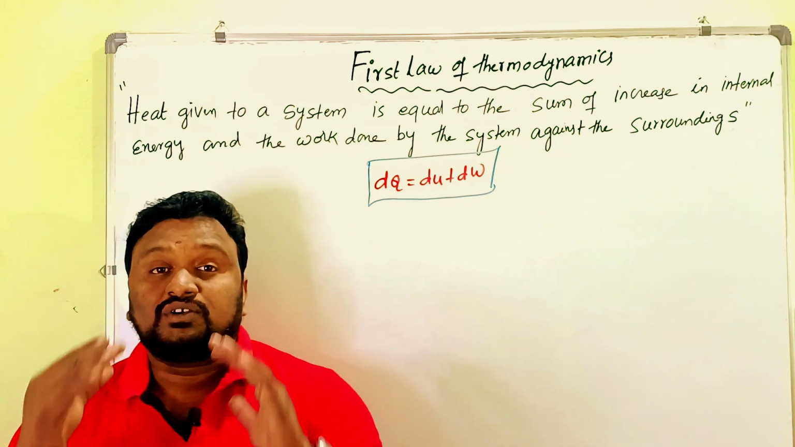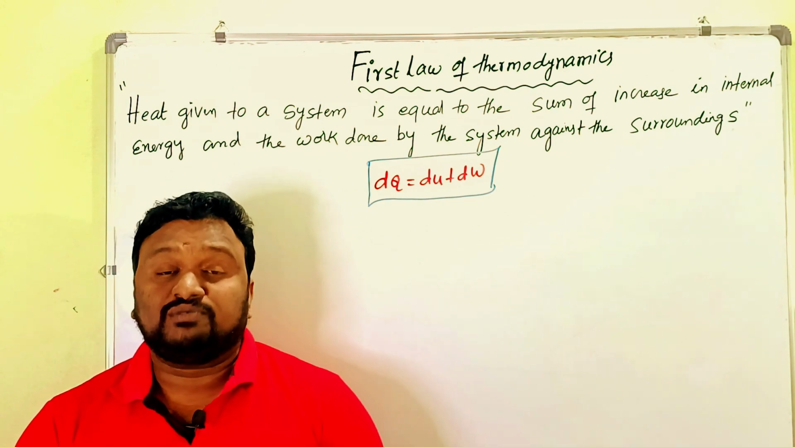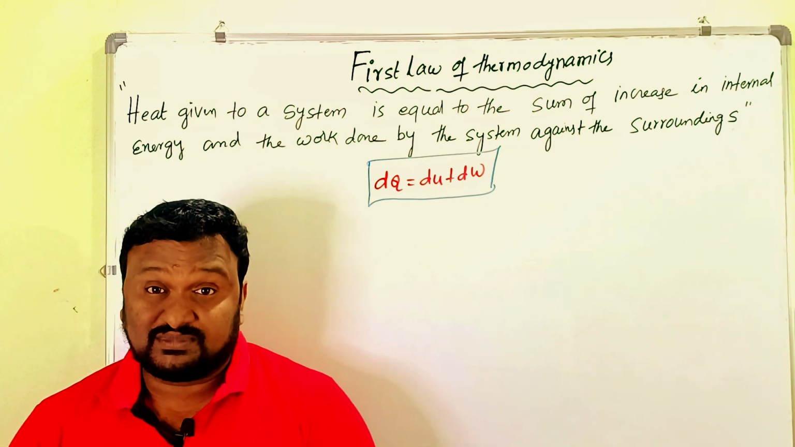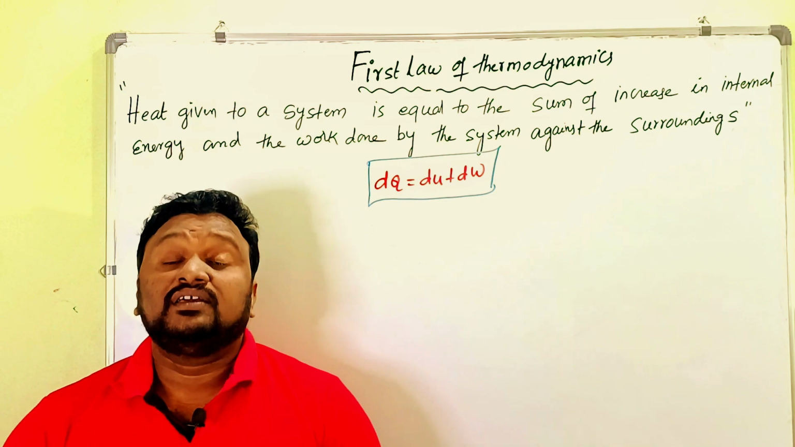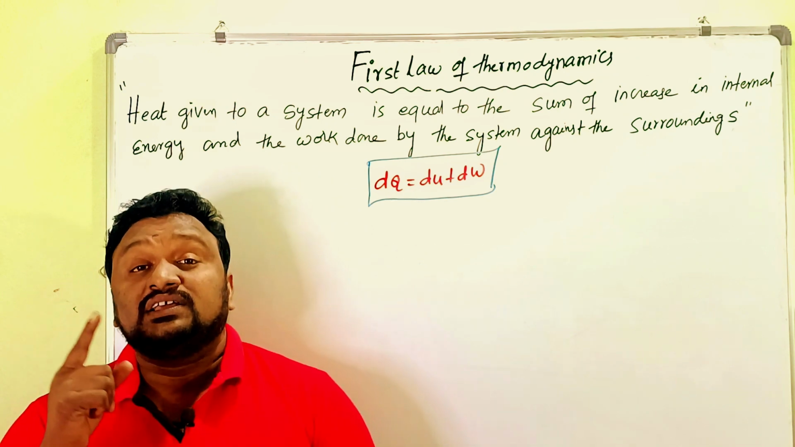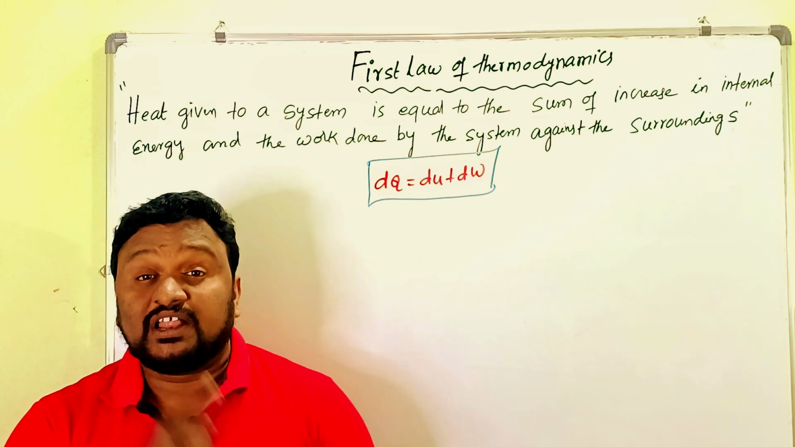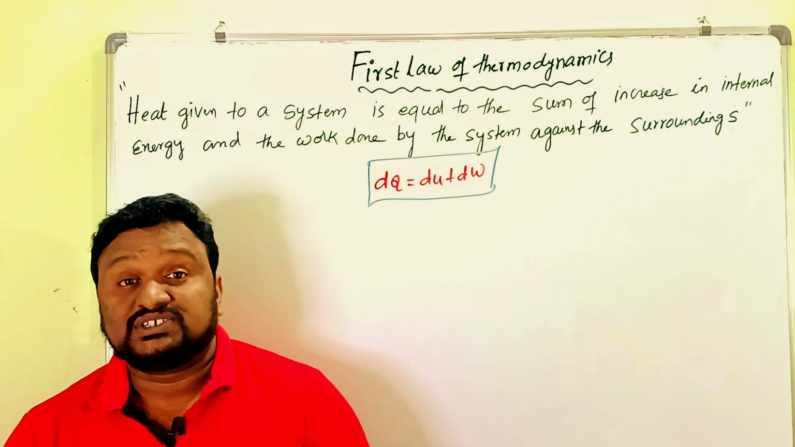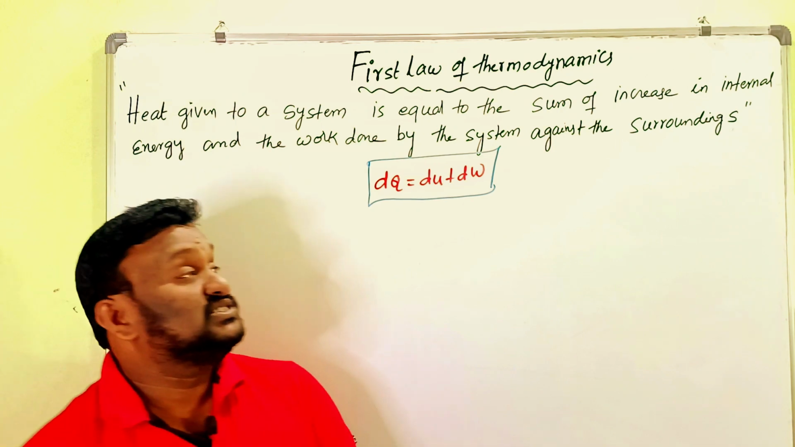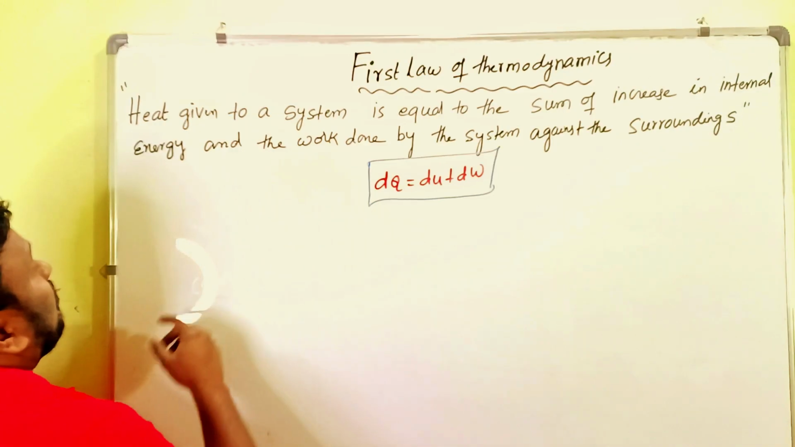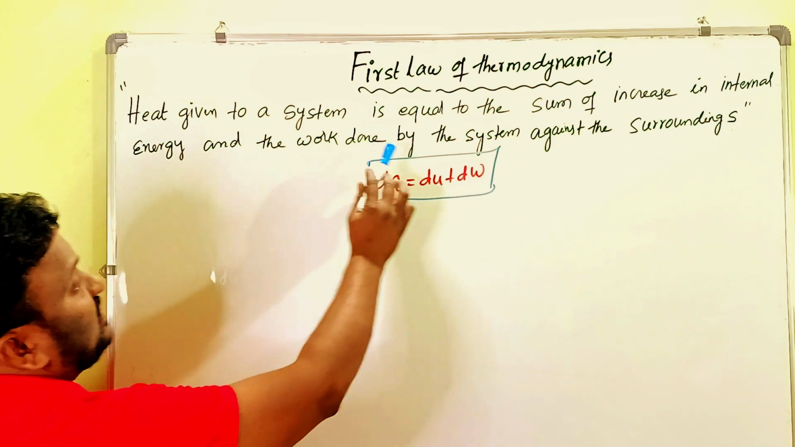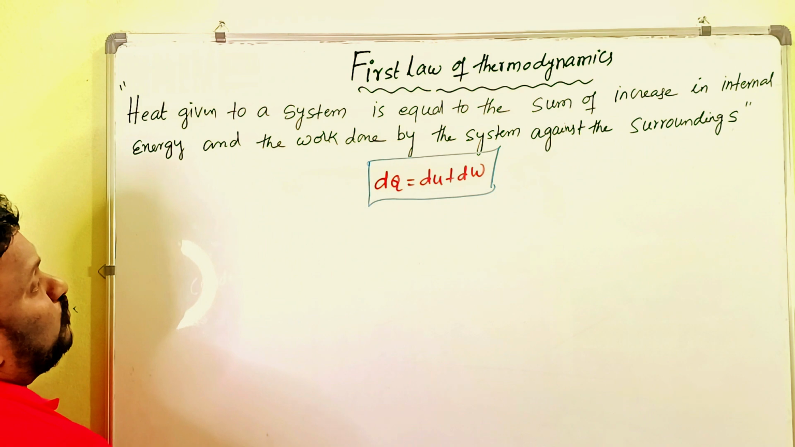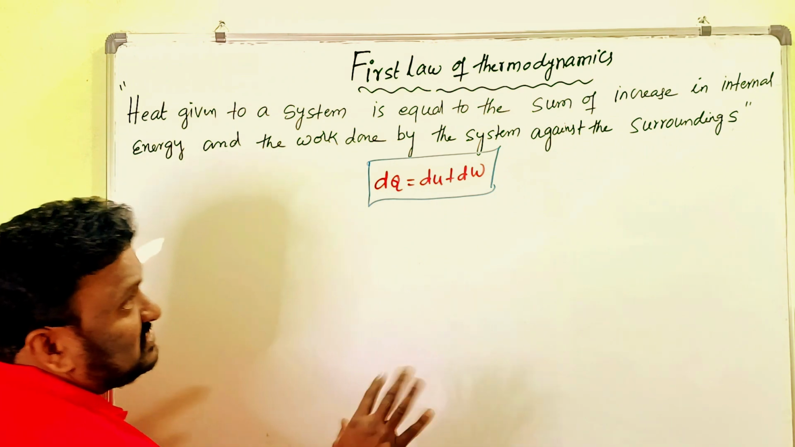Now, what is the statement of the first law of thermodynamics? The amount of heat supplied to the system is equal to the sum of the change in internal energy and the work done by the system against the surroundings. That is what we call the first law of thermodynamics. Watch very carefully. Heat given to a system is equal to the sum of the increase in internal energy and the work done by the system against the surroundings.